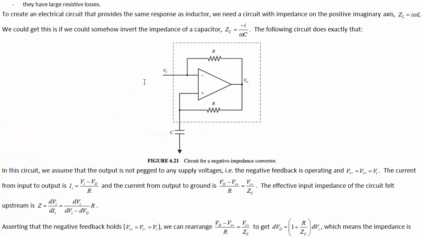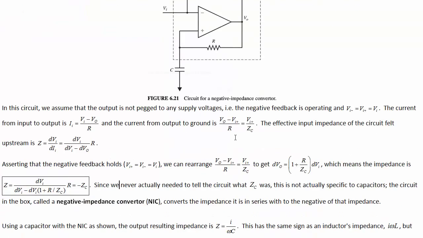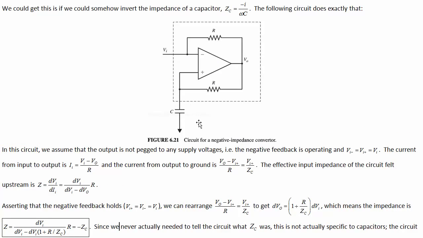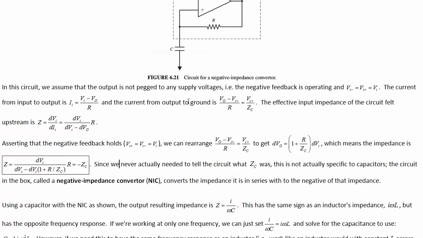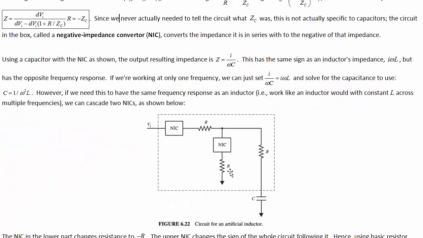and then substituting that in and simplifying, you find that we've calculated the impedance viewed from upstream of this is negative the impedance of the capacitor. Well, we didn't actually have to say that this was a capacitor. We just called it ZC, Z of whatever that is. So this thing in the box magically makes the upstream impedance negative of whatever came after it.